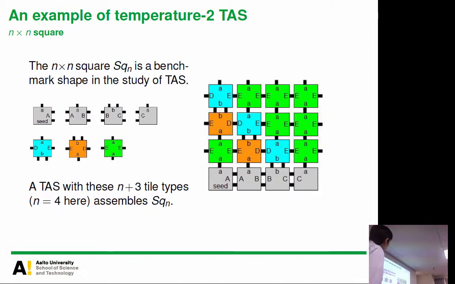Then the key point is that this system does not make anything but a 4 times 4 square, okay? So the target is very clear: a 4 times 4 square or nothing else happens. Such programmability is very important when we actually work on experiments, because error is just a waste of money for the laboratory people.